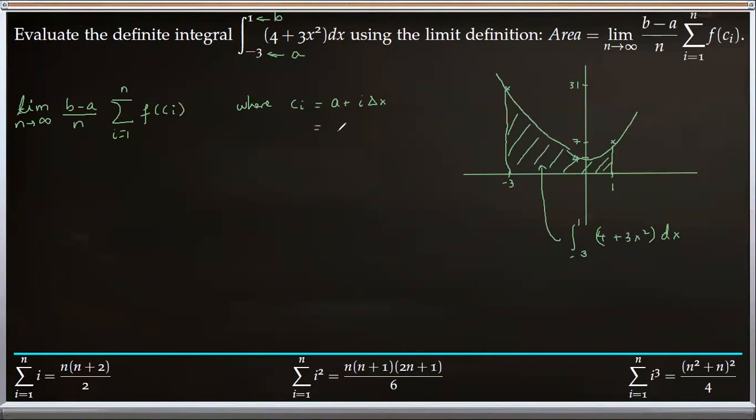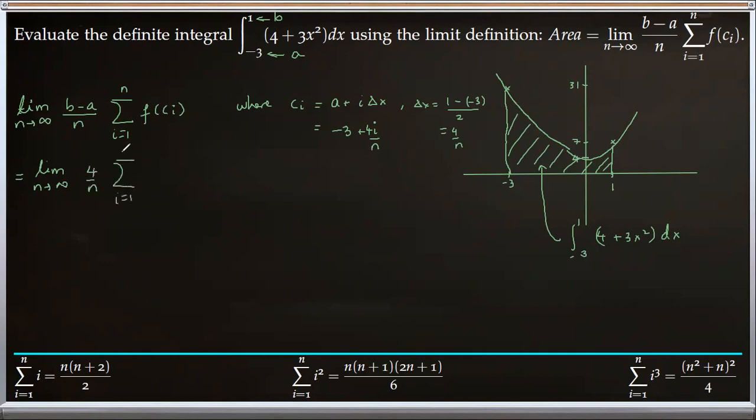So it will look like -3 plus i. And delta x is b minus a by n. So delta x will come out to be b minus a, 1 minus -3 by n, which is 4 by n. So I'll have 4 by n. So 4i by n. Delta x is 4 by n. So we have f of, we have ci. Now we can use that in this formula. So b minus a by n is 4 by n.